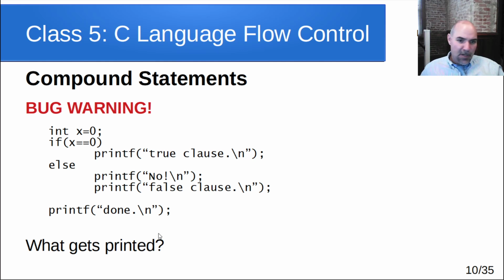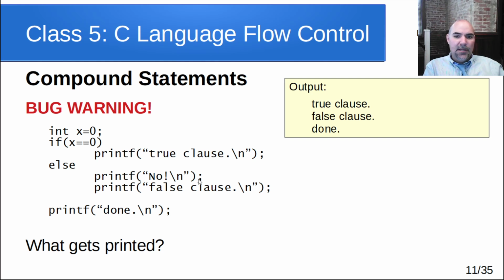Well, the novice C programmer would look at this and say, since x is equal to 0, it'll print out true clause, and then it'll print done. But what really gets printed is true clause, false clause, done. So how does false clause get printed? Well, remember that the if statement and the else clause only care about a single statement. And we're not using curly braces anywhere in here.